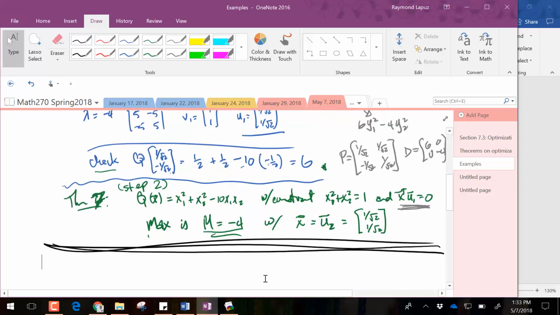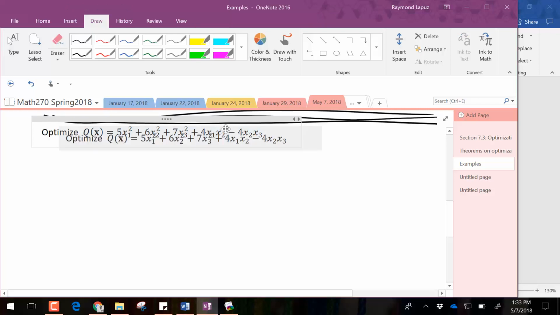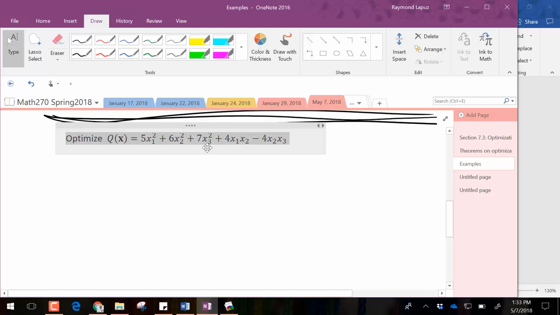All right, let's do our example. I think here we go. So now we're looking at something in 3 dimensions, or at least it'll put us in our 3.